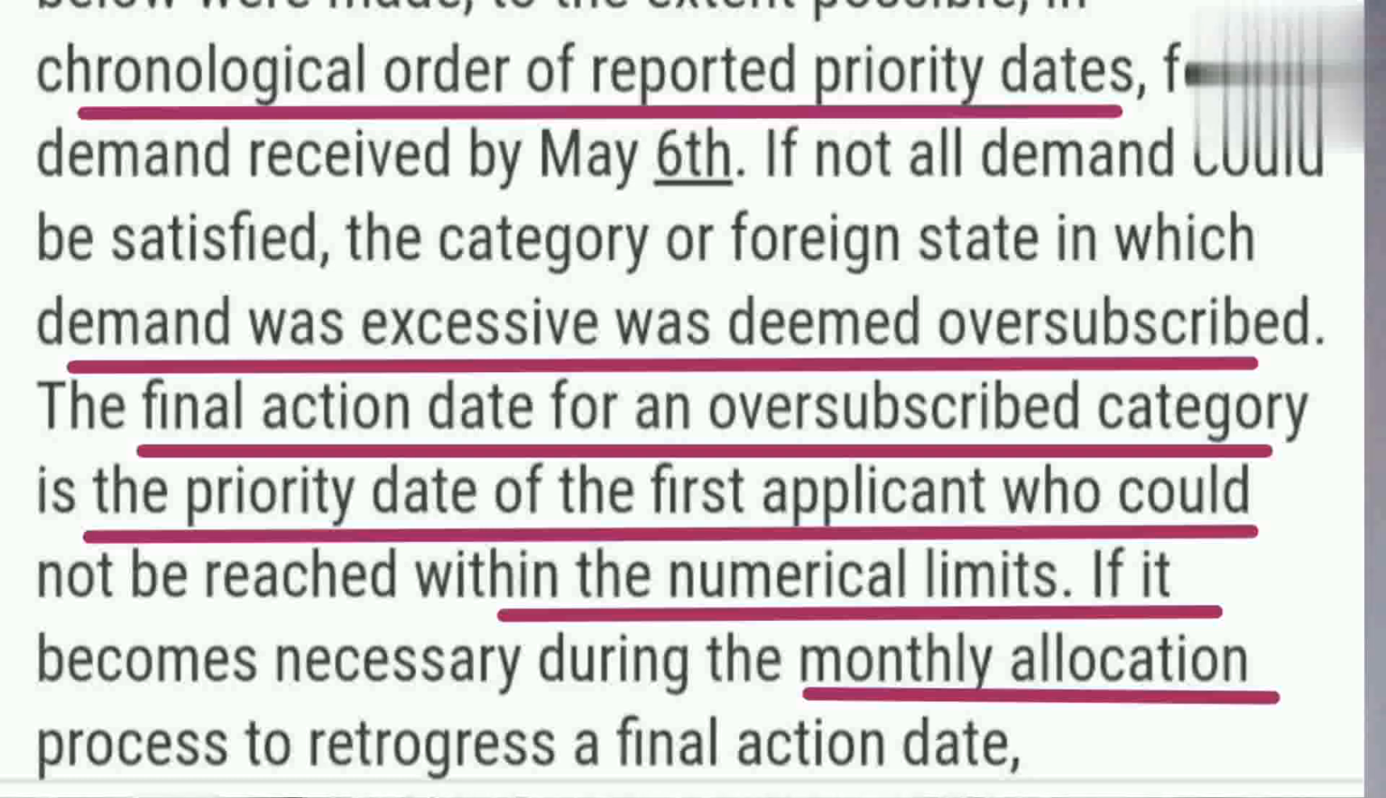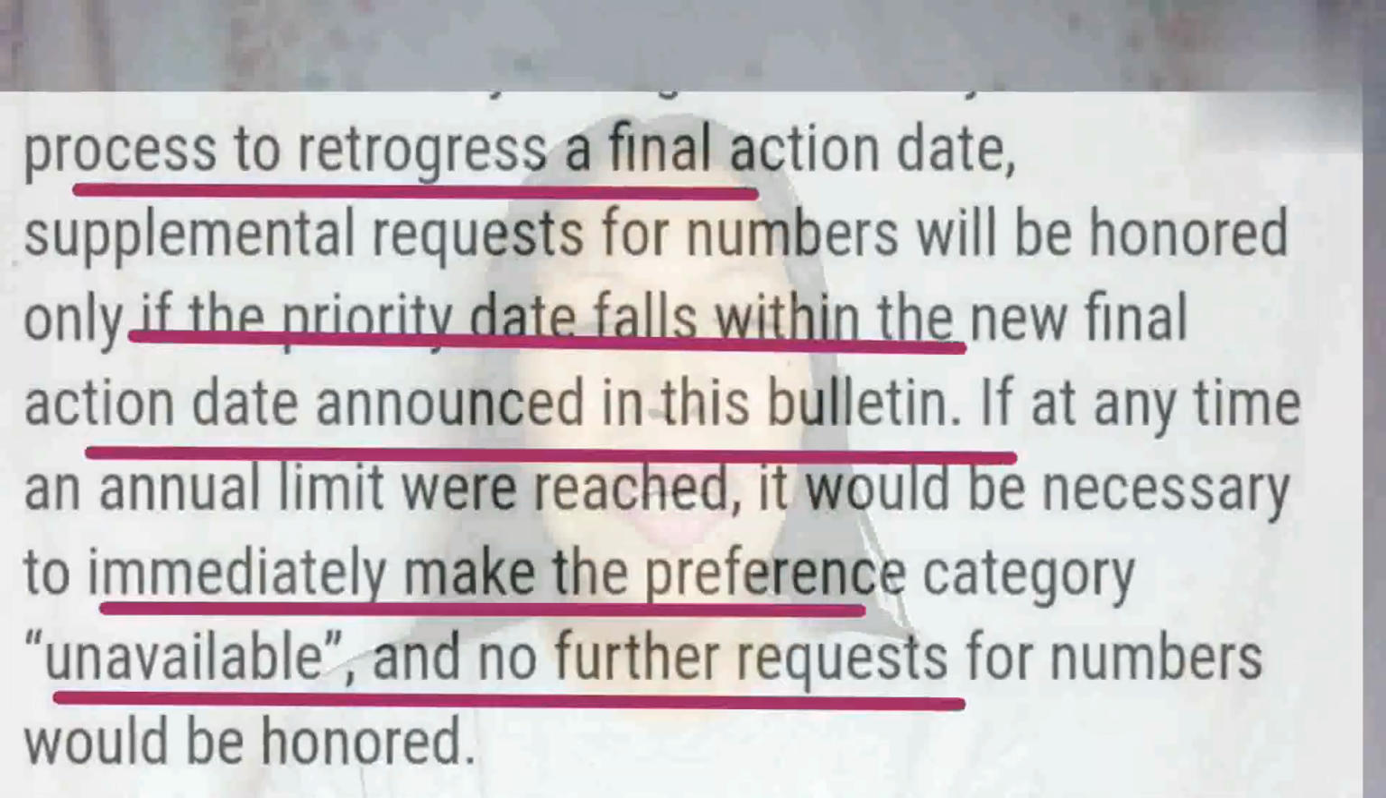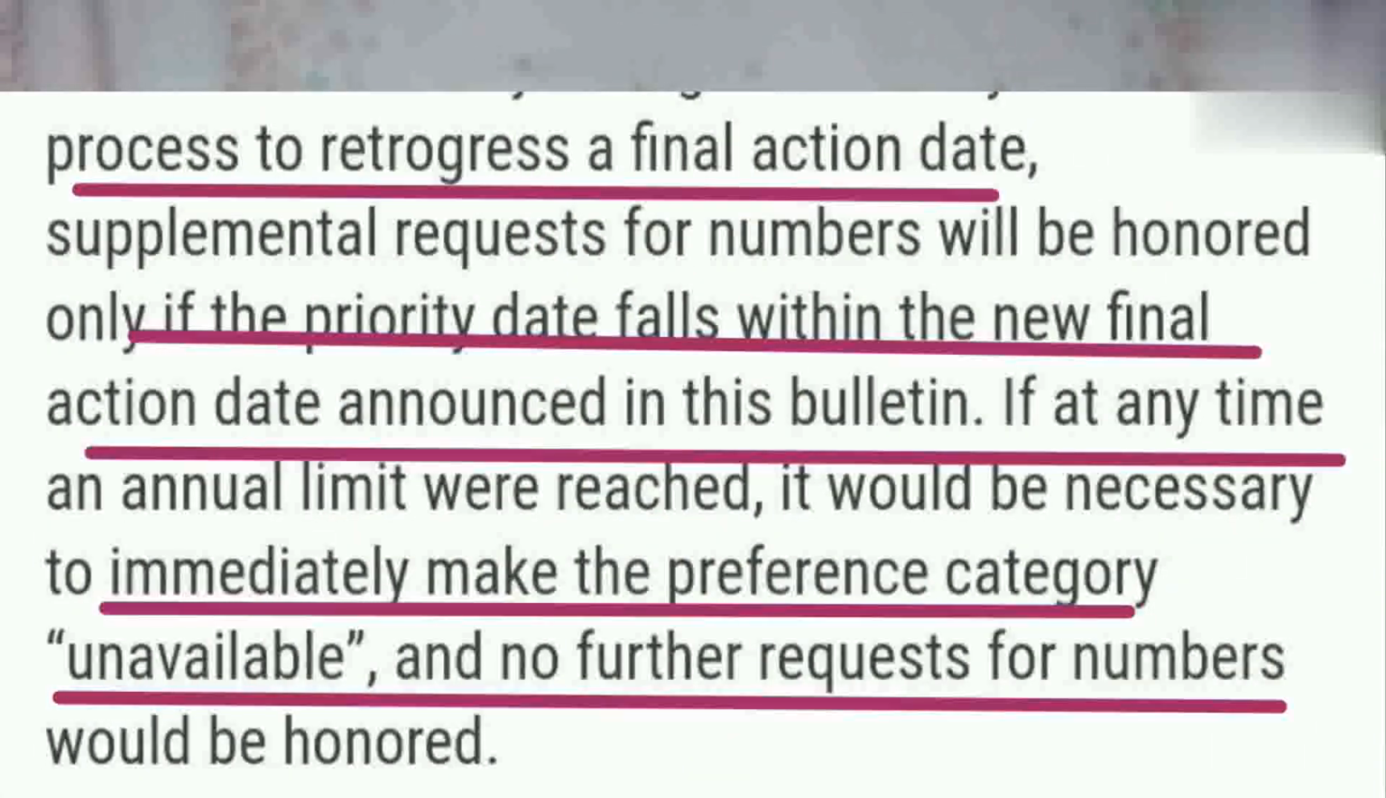If it becomes necessary during the monthly allocation process to retrogress a final action date, supplemental requests for numbers will be honored only if the priority date falls within the new final action date announced in this bulletin. If at any time an annual limit were reached, it would be necessary to immediately make the preference category unavailable, and no further requests for numbers would be honored.